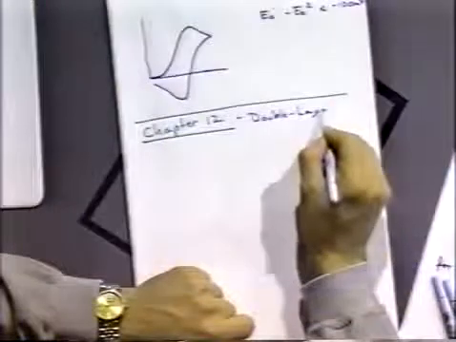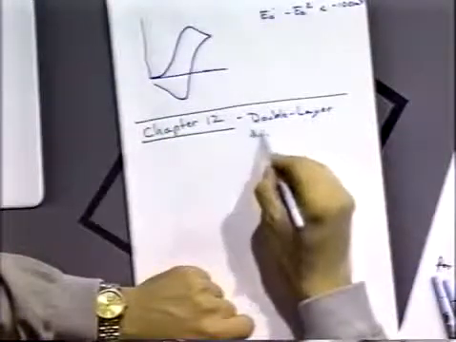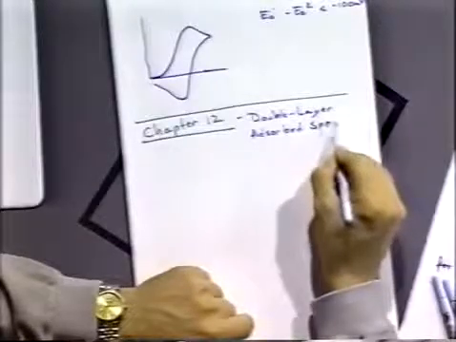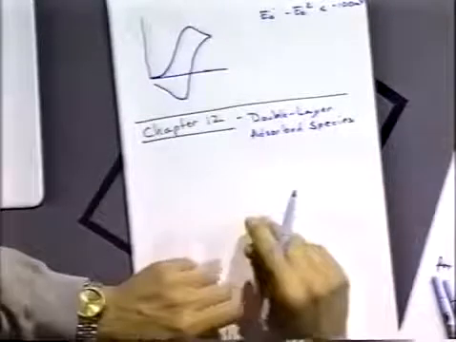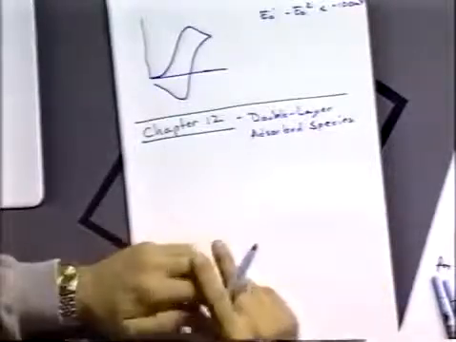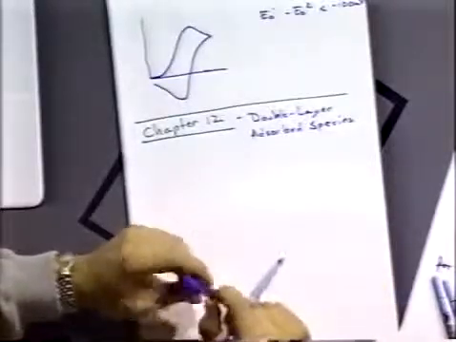All right, we're back. Let me start this by saying chapter 12 is a chapter that has to do with the double layer and about adsorbed species. And those two right offhand might not seem to be very much linked, but as we'll see, they are quite linked in this treatment of the double layer and the adsorbed species.